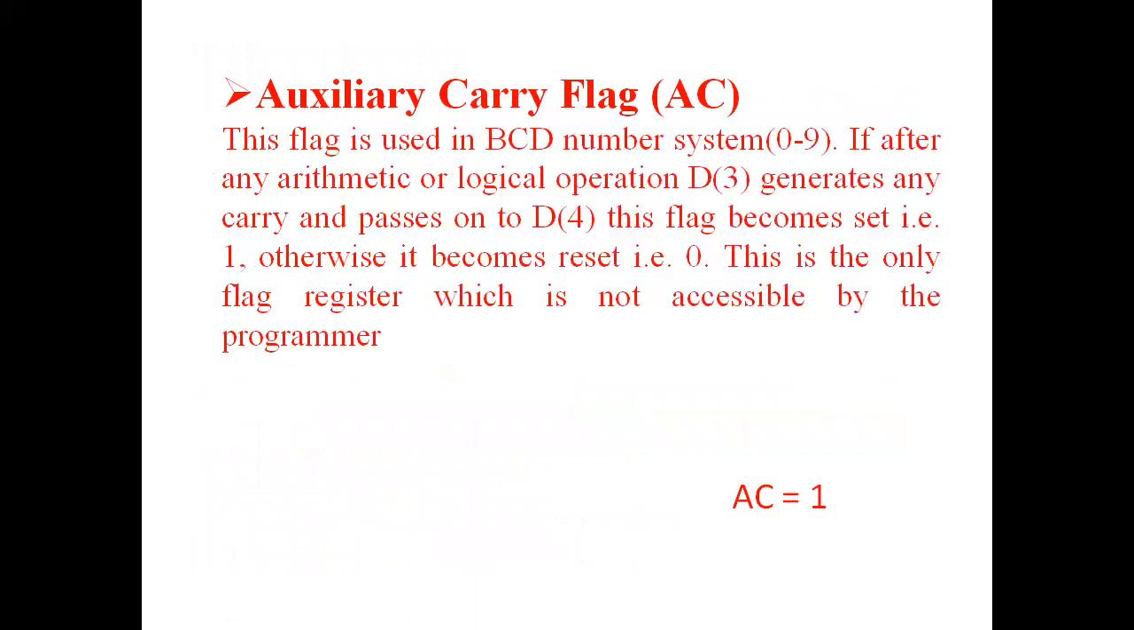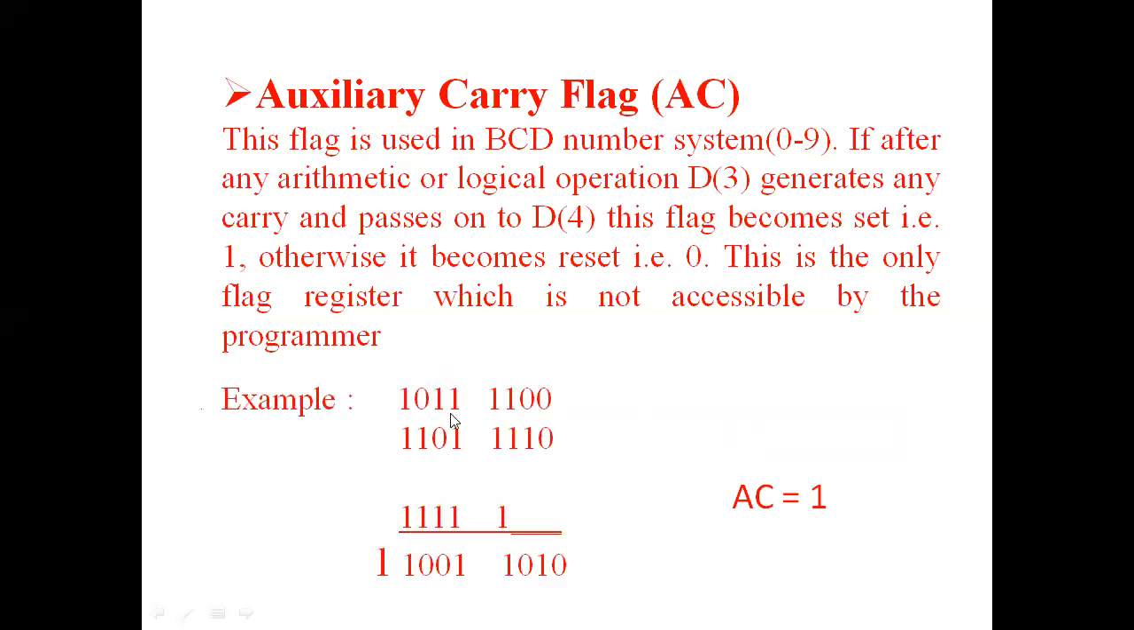Auxiliary carry flag. Auxiliary carry flag means this flag is used in the BCD number system. BCD means binary coded decimal, that is 0 to 9. We have already seen this in 11th standard. If after any arithmetic logical operation bit D3 generates a carry and passes it on to D4, this flag becomes set, that is 1. Otherwise it becomes reset, that is 0. This is the only flag in the flag register which is not accessible by the programmer. So this is an example.